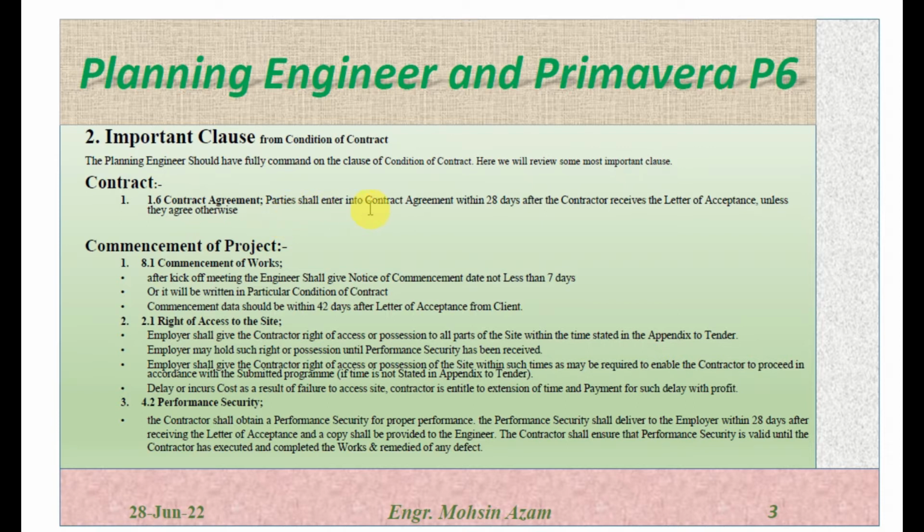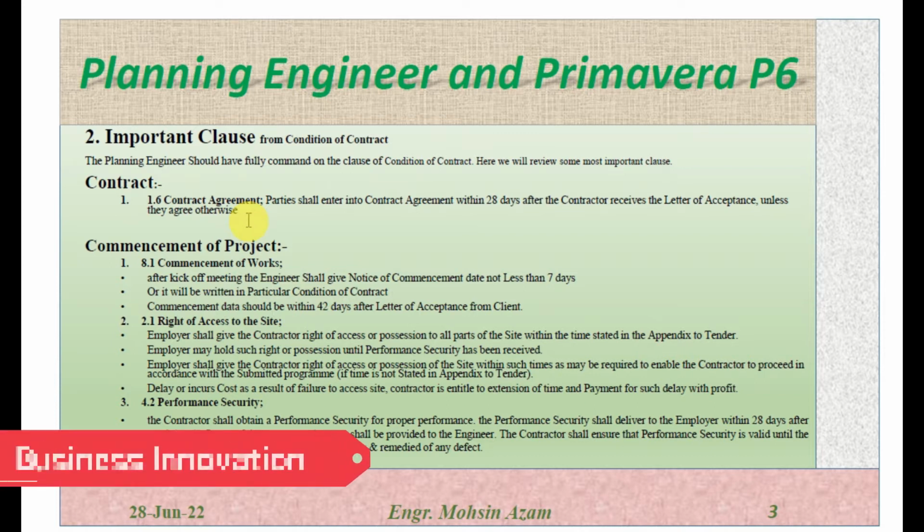The parties shall enter into the contract agreement within 28 days after the contractor receives the letter of acceptance, unless they agree otherwise. So once the contractor receives the letter of acceptance, within 28 days both parties have to enter into the contract agreement. It means they have to sign one agreement between the two parties after the letter of acceptance.